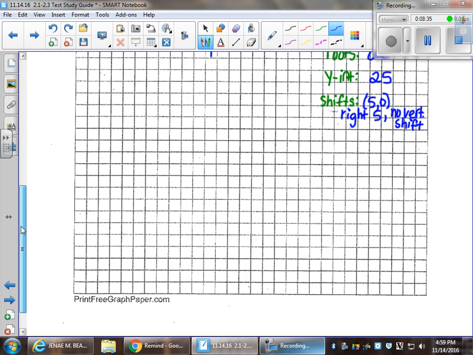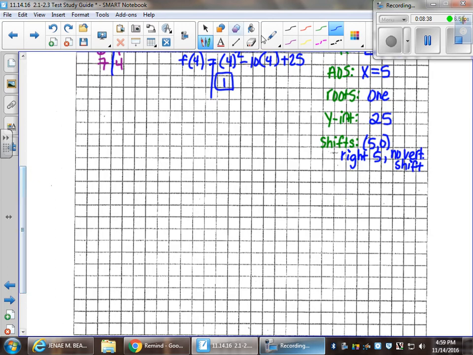Number 2 says y equals negative 3 times x minus 1 all squared minus 4. Again, take a step back. What do we have? What are we starting with? Well, this is vertex form. And because it's vertex form, right away I know the vertex will be h, k. So ask yourself, what's h, what's k? Well, here's h, here's k.